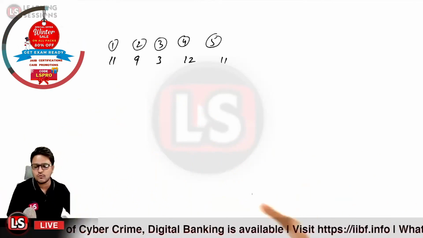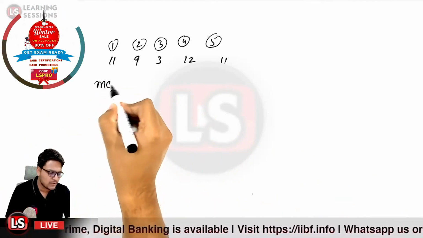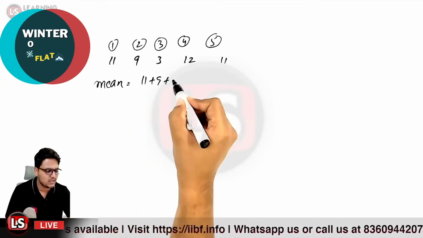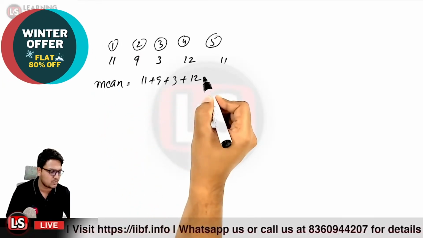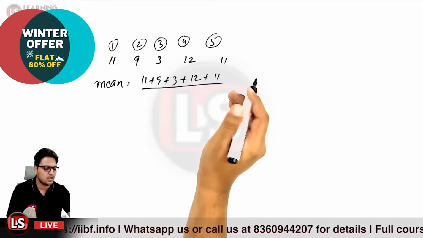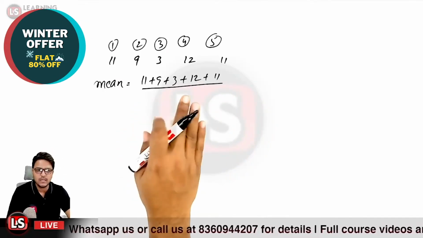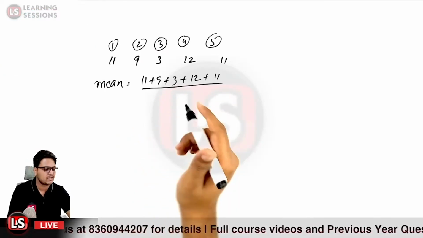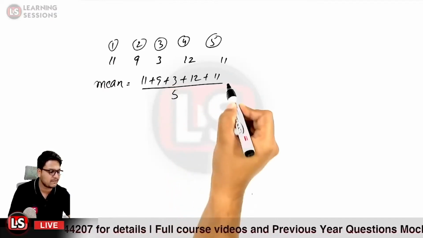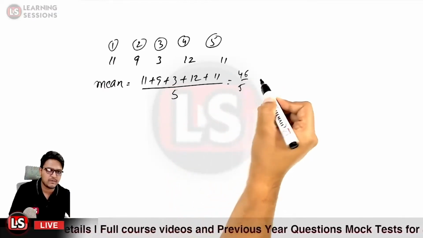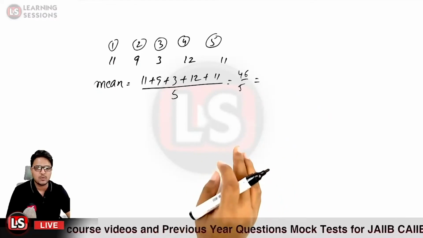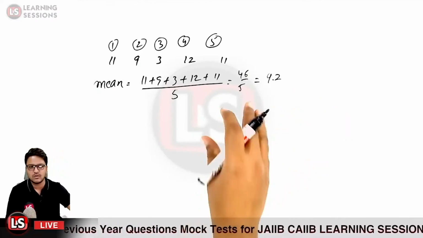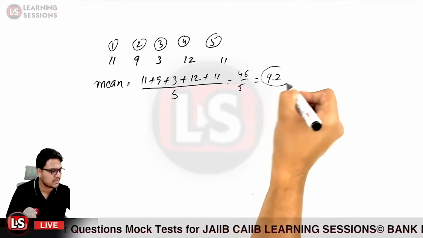So first of all, to find the mean, how can we calculate it? Mean is basically the average. That is 11 plus 9, that is 20, plus 3 is 23, plus 12 is 35, plus 11 is 46. 46 divided by 5 is equal to 9.2. If we solve it out, we get the mean value as 9.2.